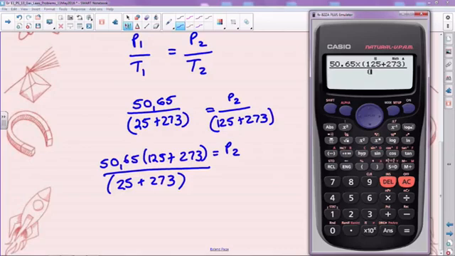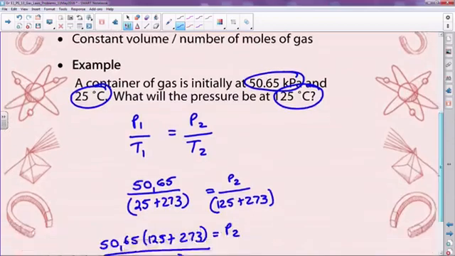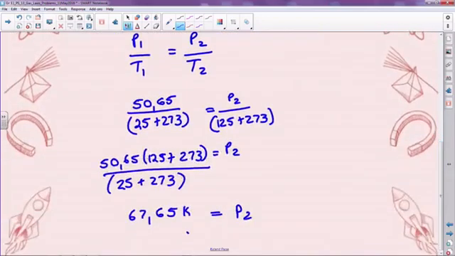Okay, so let's go back. So 25 plus 273, and I'm going to close brackets, press equals 67.646. So remember I said to you, round off to 2 decimal places. So P2 is going to be 67.65, and I can't remember the units, so I need to double check. Kilopascals, so it's going to be kPa.